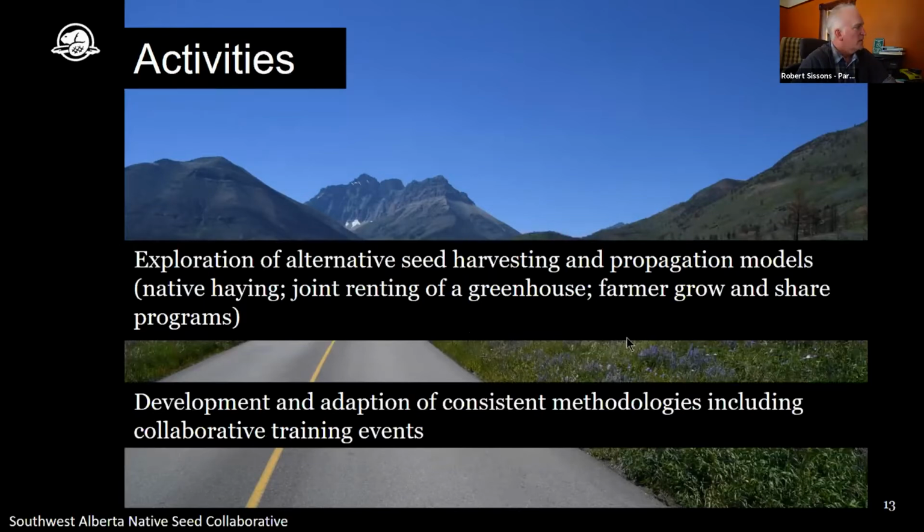So use of native haying, the renting of a greenhouse to help reduce cost overall if we do a joint renting. And then grow and share programs with local farmers that can help us multiply our seed supply. And then development and adaptation of consistent methodologies, including collaborative training events. So we're all doing the same thing at the same time, and understanding when seed is perfect for harvesting. That is an art form in itself.